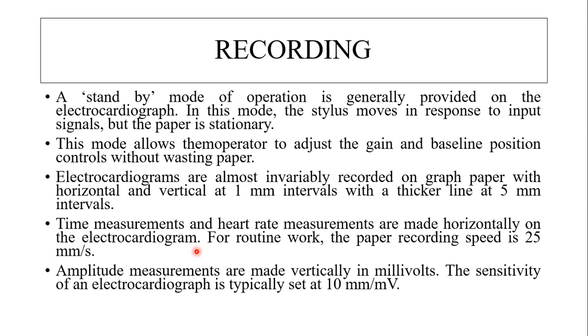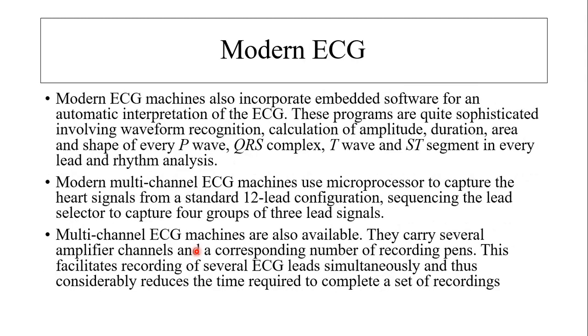The time measurements and heart rate measurements are made horizontally on the electrocardiogram. For routine work, the paper recording speed is 25 millimeters per second. The speed of the paper which goes under the pen is 25 millimeters per second. Amplitude measurements are made vertically in millivolts. The sensitivity of the ECG is typically set to 10 millimeters per millivolt. So these are the basic specifications of the recorder.